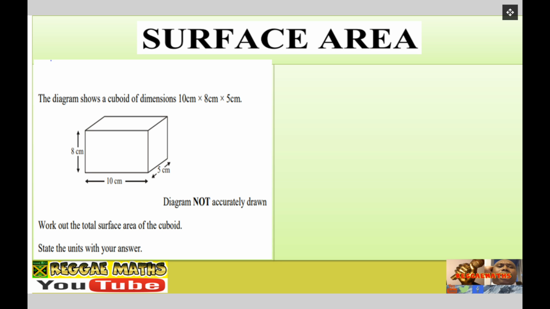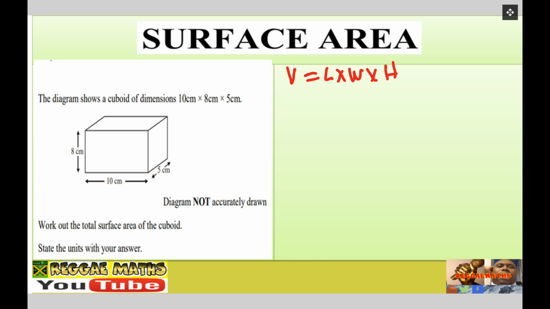Okay, so you already know how to work out the volume. I'm not going to work out the volume. The volume is simple: length times width times height. So you just times the 3 numbers together. So this attracts 4 marks in the exam, right? And it says state the unit with your answer. So they check in here.